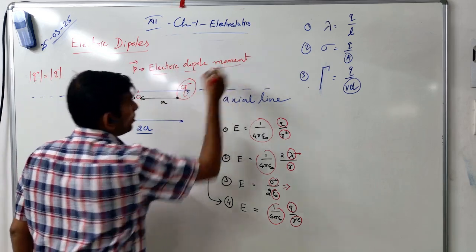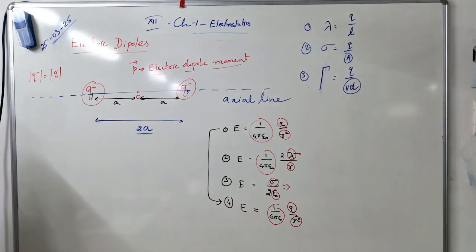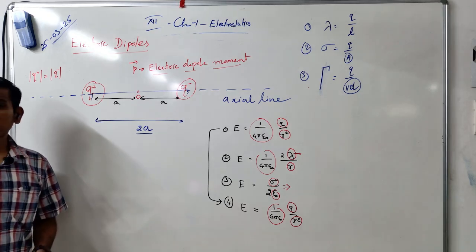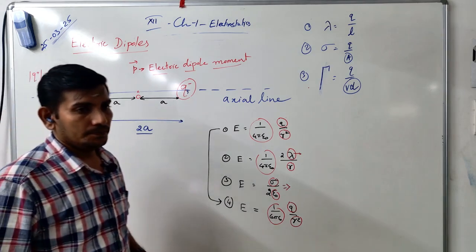Electric dipole. So what is electric dipole moment? Electric dipole moment is a quantity which tells us the strength of this dipole system.